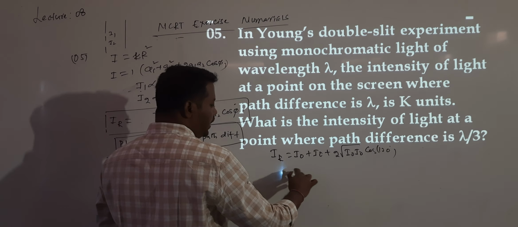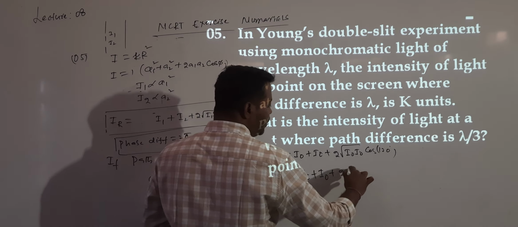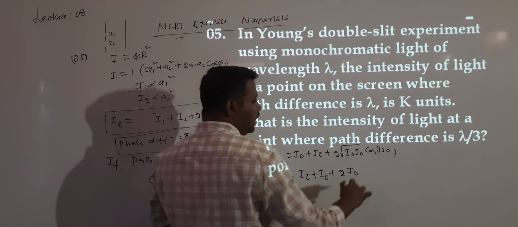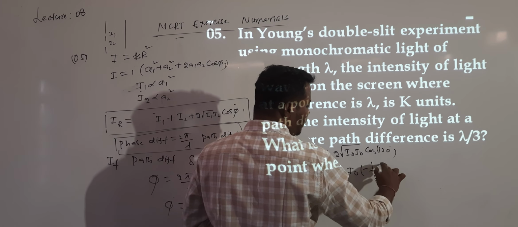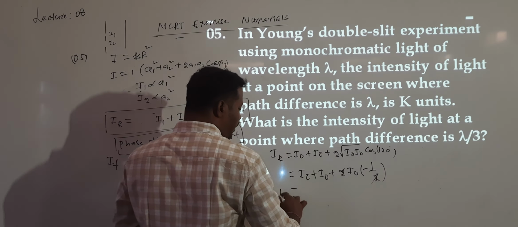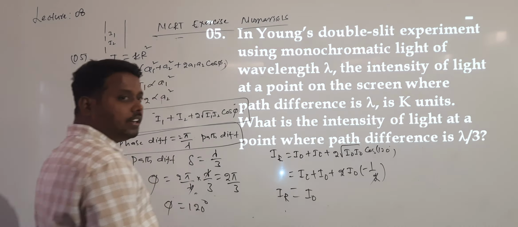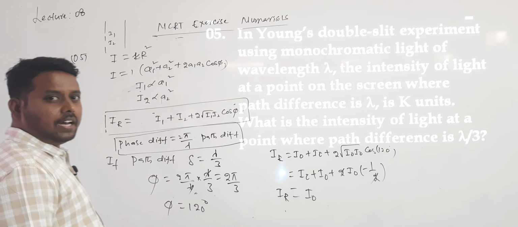What is the cos 120 degrees value? It is given by I naught plus I naught, plus 2 into root I naught I naught, which will be I naught, into cos 120 value, minus 1 by 2. So the 2 cancels. Then what answer will I get? IR value will become I naught. Understood? So IR value will become I naught.